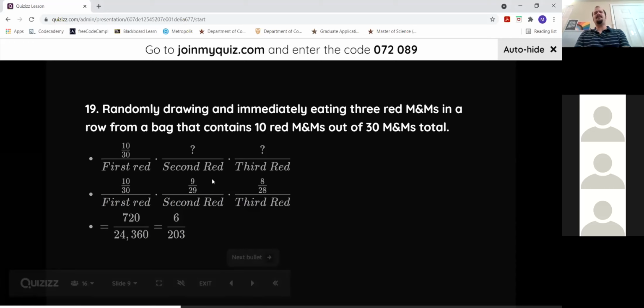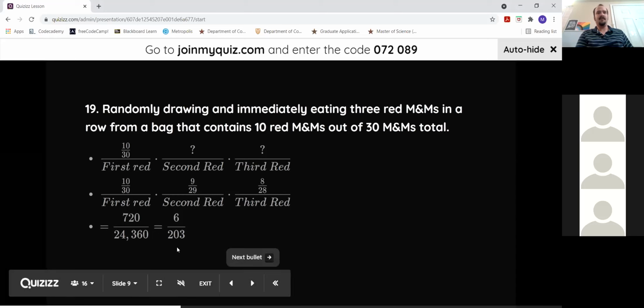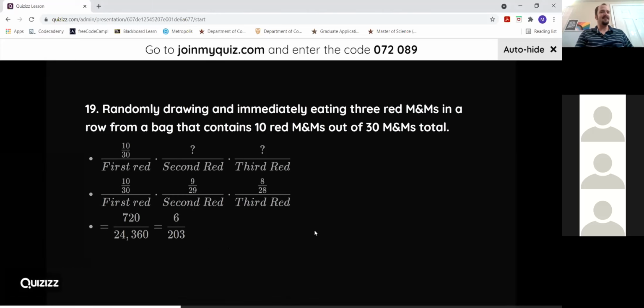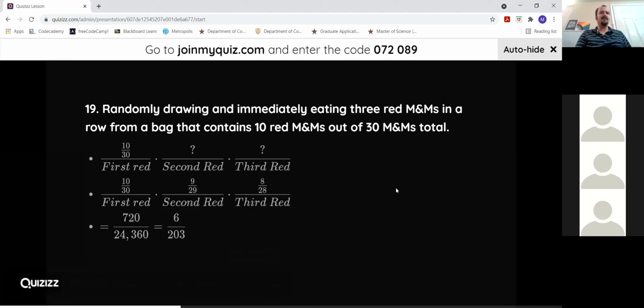So both of those numbers have to decrease. We multiply 10 times 9 times 8 on top, and we multiply by 30 by 29 by 28 on bottom. We simplify. I don't even know what they divided by, but there you go. They're divisible by 90 or something. I didn't do it in my head. I let my calculator do it. 6 out of 203 should be the probability that we get.